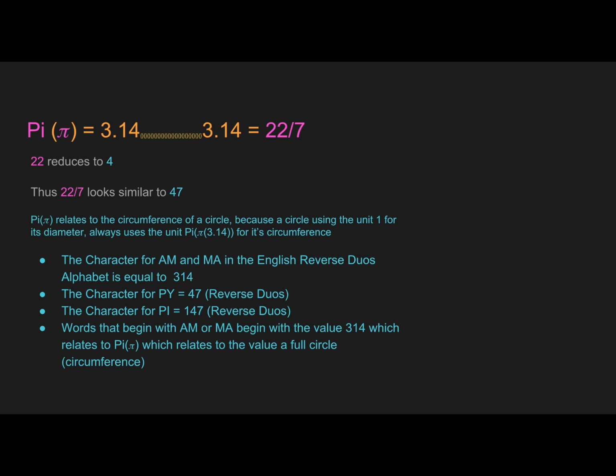Pi relates to the circumference of a circle because a circle, using the unit 1 for its diameter, always uses the unit pi for its circumference. So the diameter is the length across a circle, and the circumference is the length that surrounds the circle.